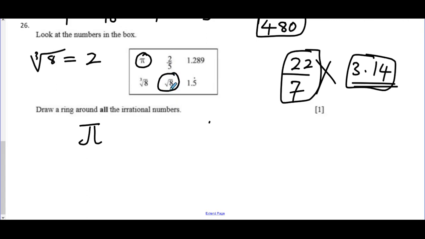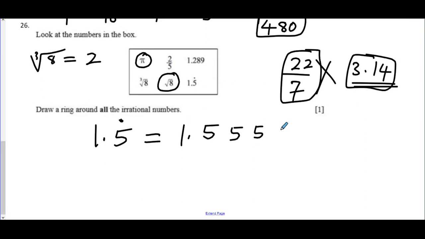You're going to get something like almost 2 point, yes, 2 point blah, blah, a lot of numbers there. 1.5, this is any decimal that is repeating. Let me try to clarify. If you have 1.5 with a dot up there, it means 1.555. That means a 5 keeps repeating forever.